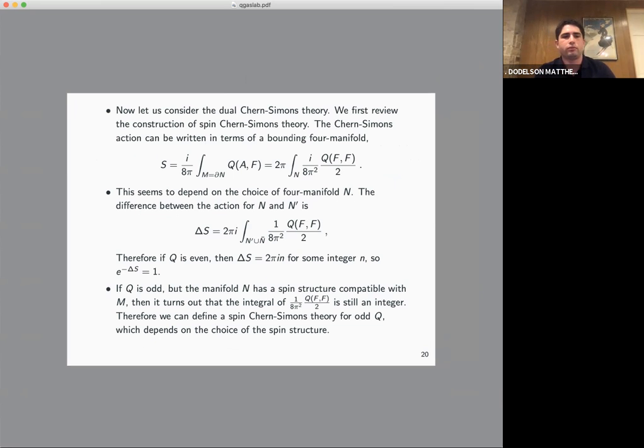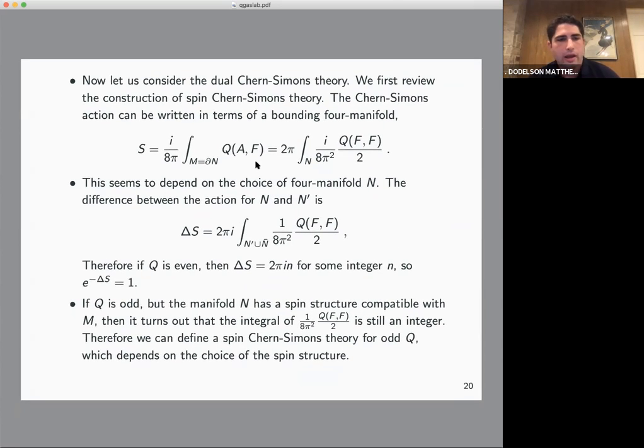Now let's consider the bulk. In this case, we need to review spin Chern-Simons theory. So in the usual Chern-Simons case, you can write the action in terms of a bounding four manifold. So here M is the boundary of N, and we have the action, and you can write it as the integral over this four manifold N of Q of F with F. However, we need to check that this doesn't depend on the choice of the four manifold N, and the difference between the action for two different four manifolds is equal to the integral over the closed four manifold that's formed by gluing these two four manifolds along their boundary.